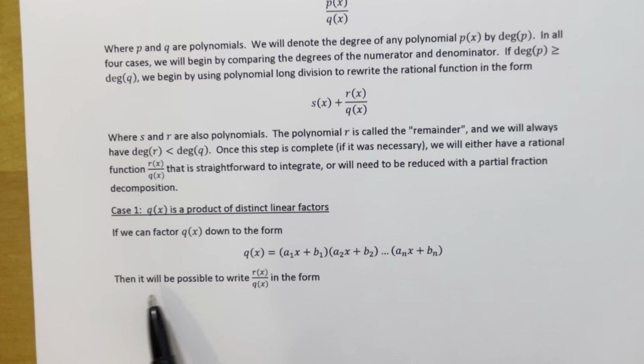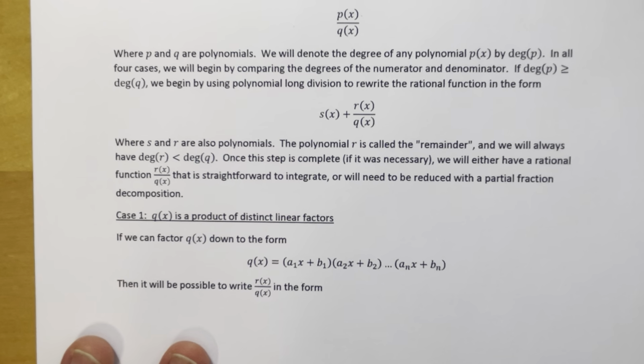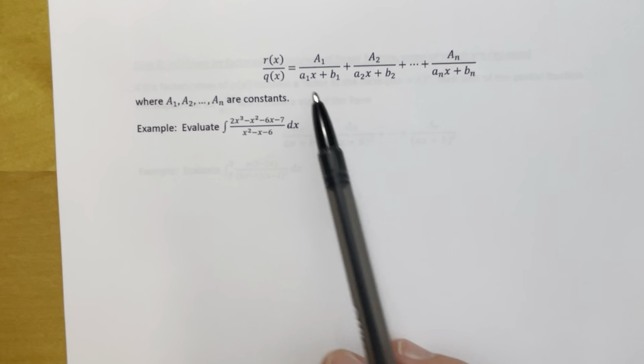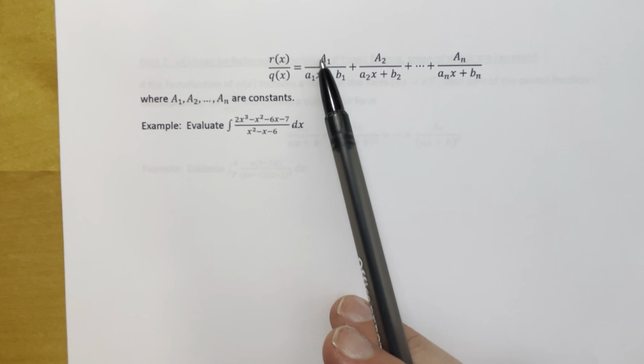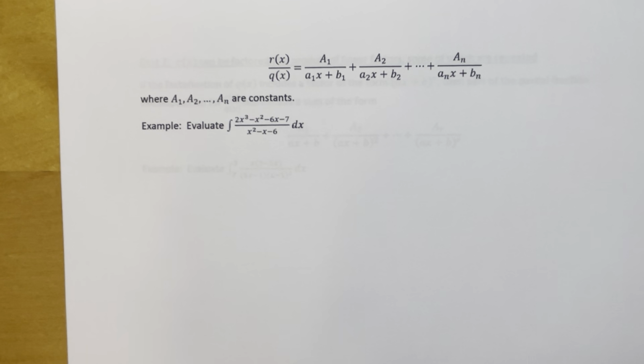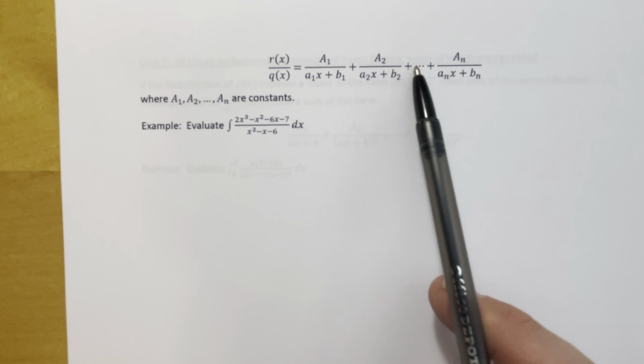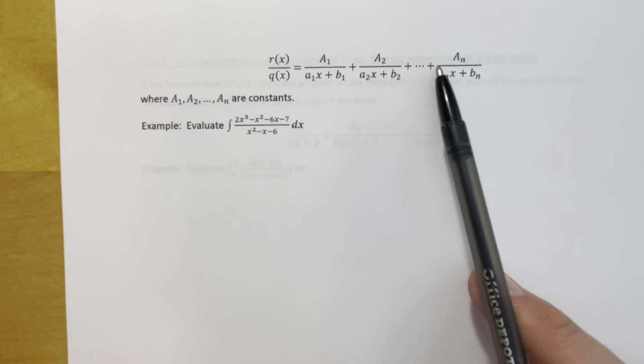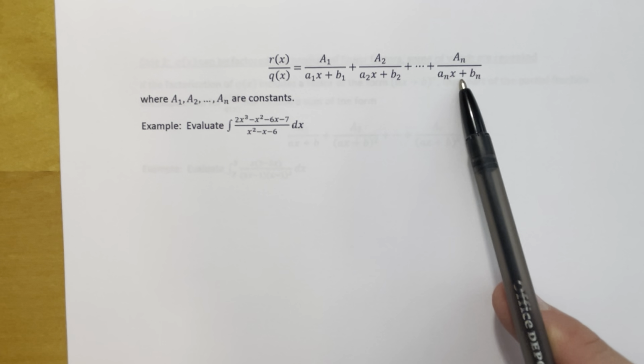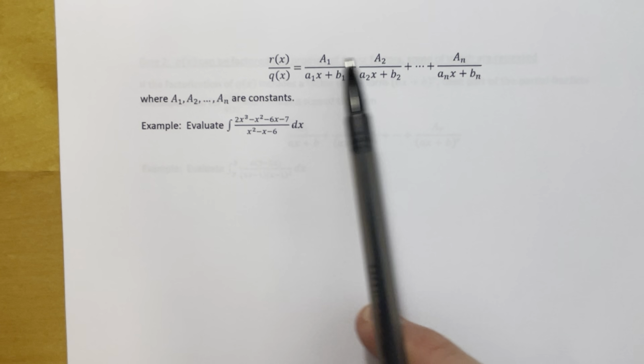If you can do that, then it's always going to be possible to write that r of x over q of x that's showing up here in the following form. I can always write that in the form of a1 over my first linear factor that showed up on the previous page, plus a2 over that second linear factor, plus all these other factors, plus an over an x plus bn. That's the last linear factor that showed up when I factored that q of x polynomial on the previous page. The a1, a2, all of these a's in the numerator, those are all constants.